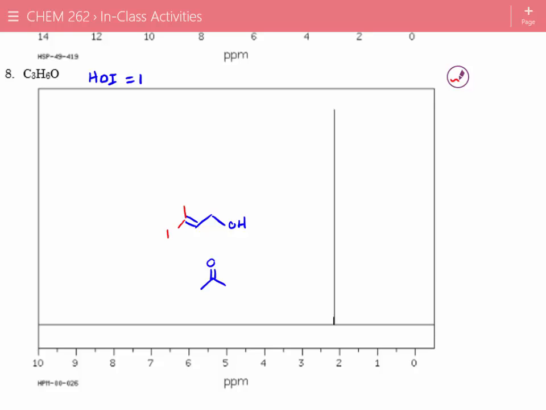This one we would have a signal for this guy, signal for that guy, signal for that guy, signal for these protons, and then this alcohol. It's way too many protons. Last but not least, we can say, well, what about this compound? What about acetone?